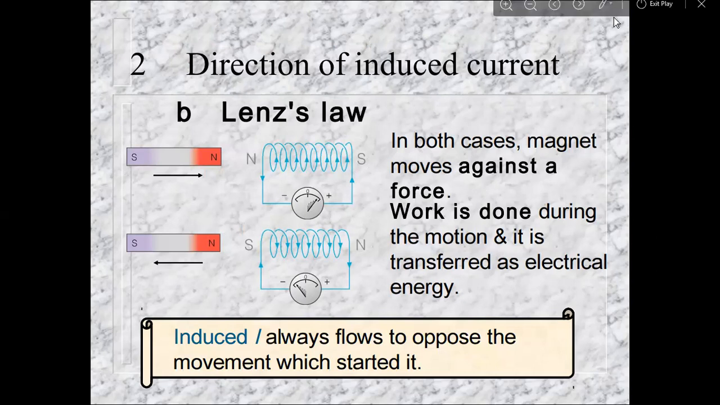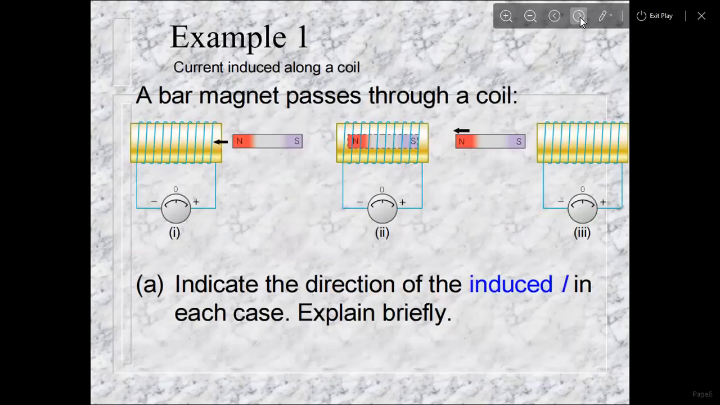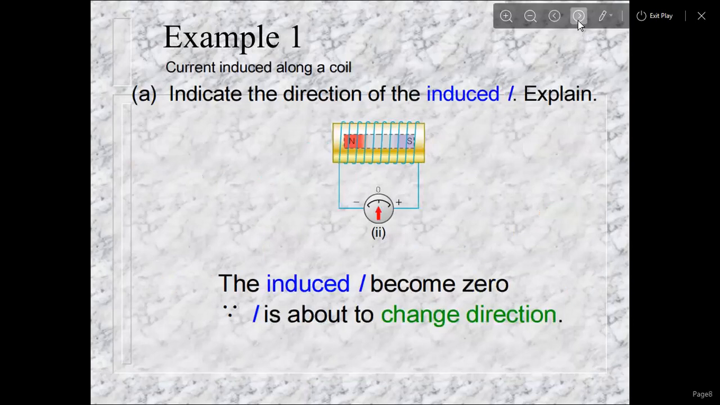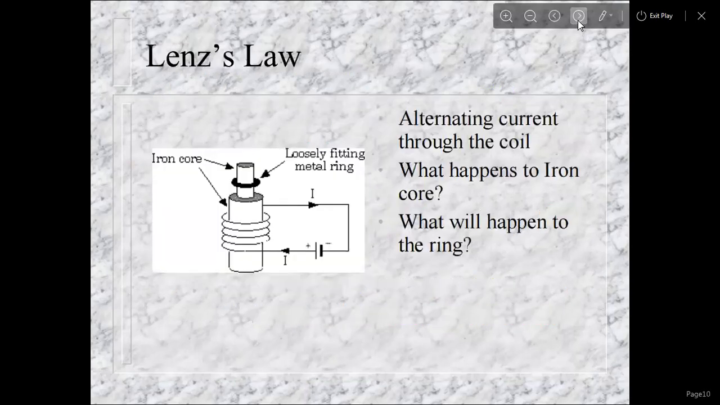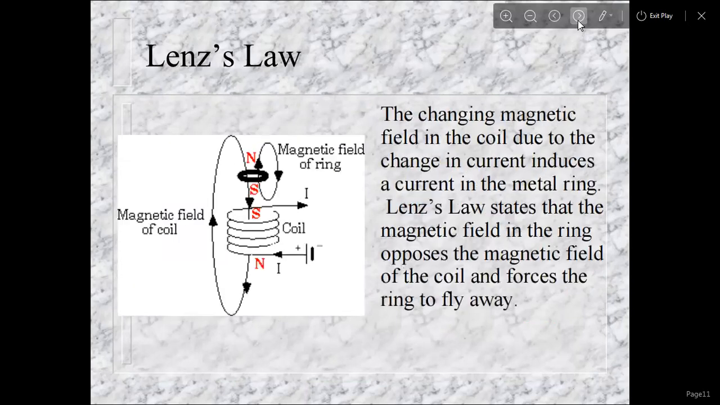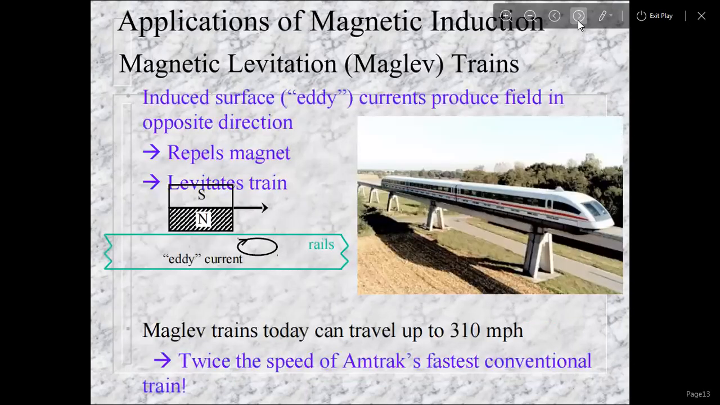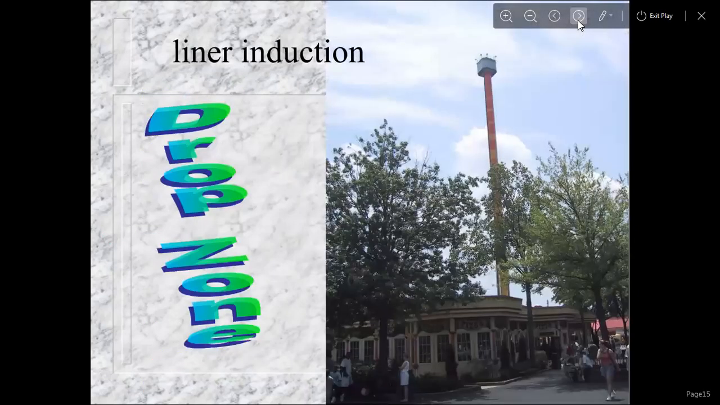This is the geometrical interpretation of Lenz's law, where a bar magnet passes through a coil like this. This is the example you can study. This is also an application of Lenz's law. This is the linear induction.